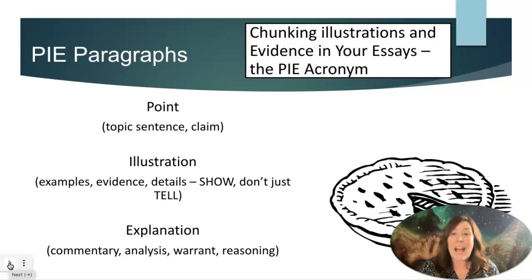Okay, PIE stands for point, which is your topic sentence or your claim, the thing you're trying to prove. Illustration is what outside information you bring in to illustrate your point, topic sentence, or claim. So this might be examples, evidence, details, right? And explanation is commentary, analysis, reasoning, proving that point. I always tell people that in the E, the PIE, you want to explain how the illustration proves the point. So let's go into a little more depth here.